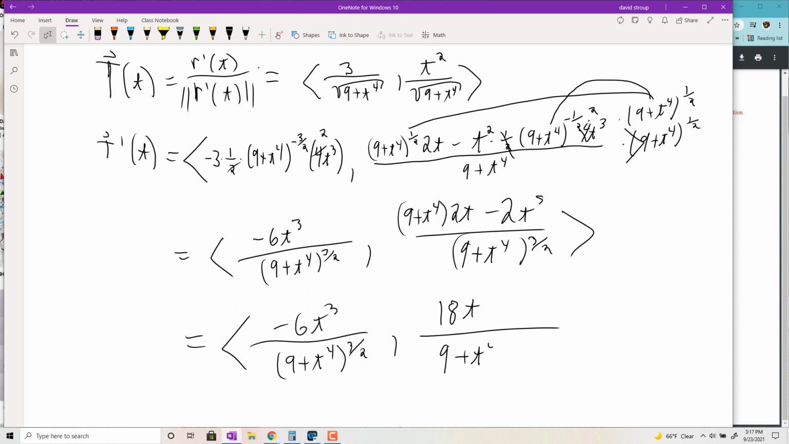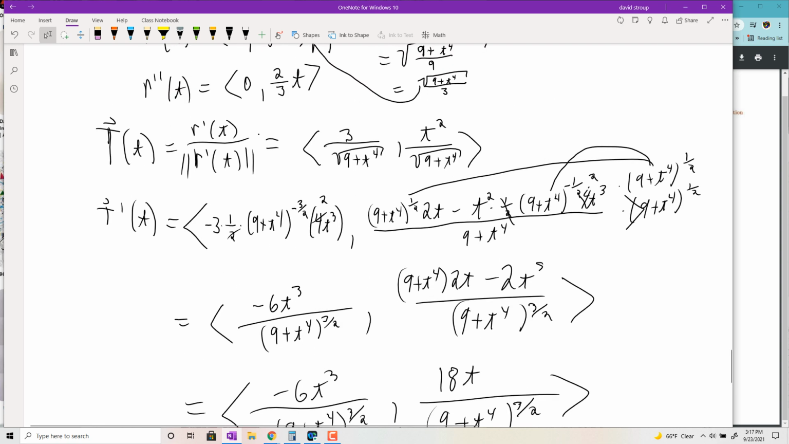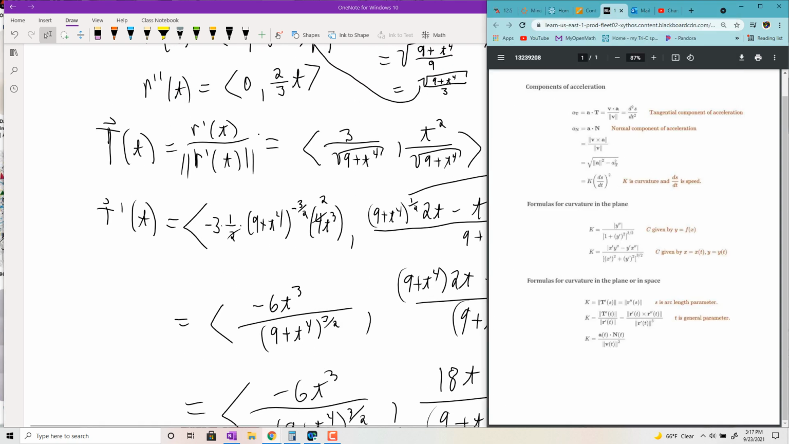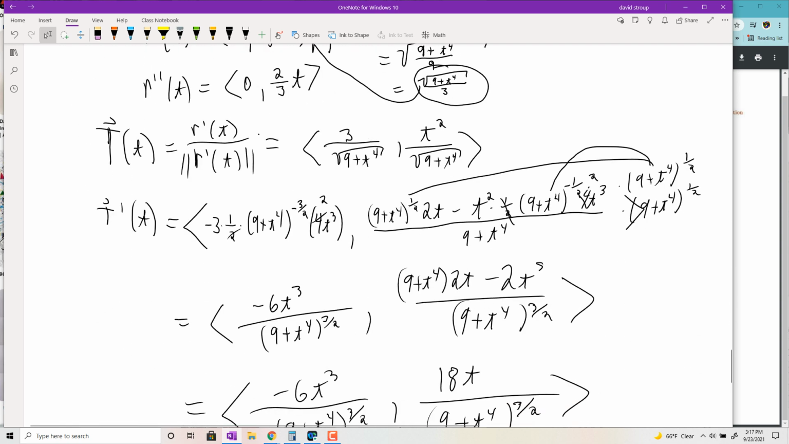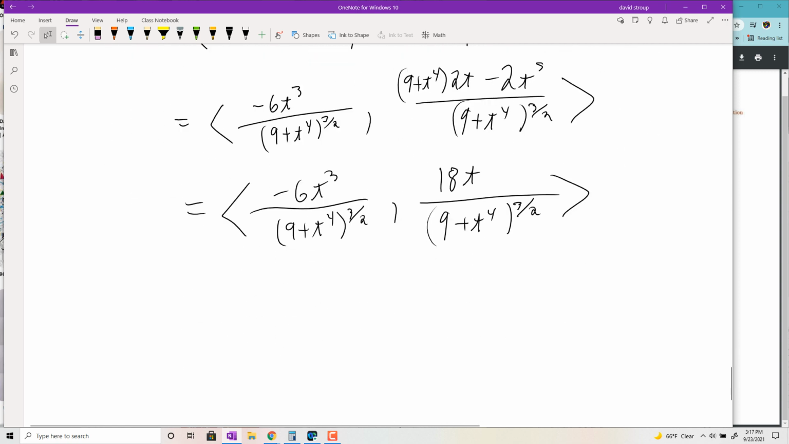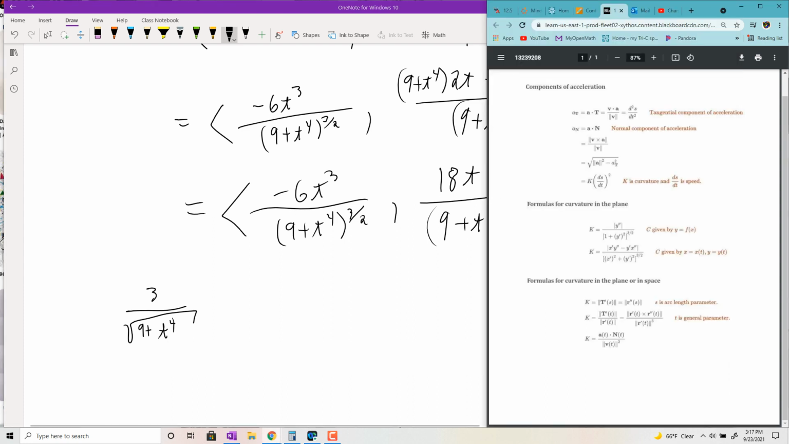Over 9 plus t to the 4th to the 3/2, and then the formula says I have to put it over the magnitude of r prime of t. I already figured that out. That was this thing, 3 all over square root 9 plus t to the 4th, when I take its reciprocal. So I need the magnitude of that thing. See, man, this is just a freaking nightmare.